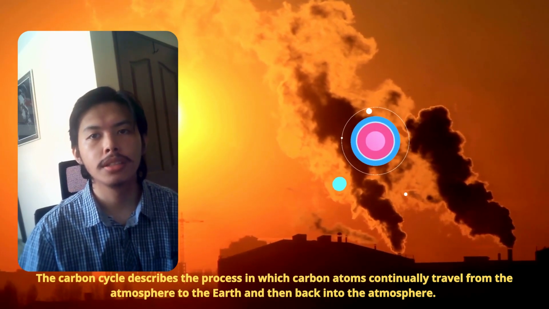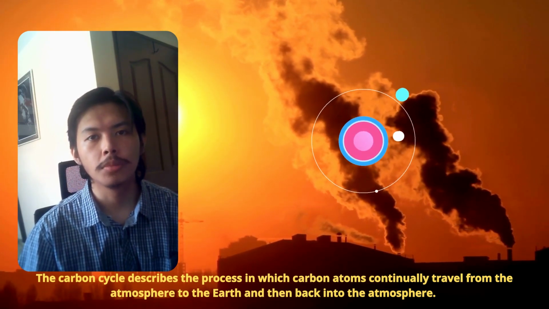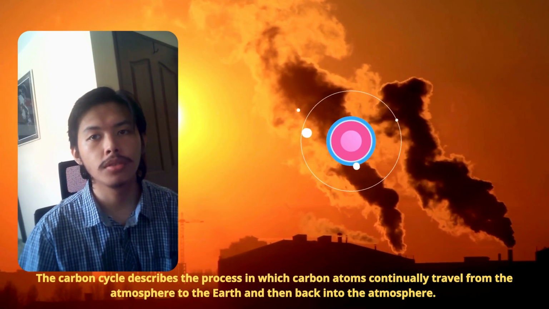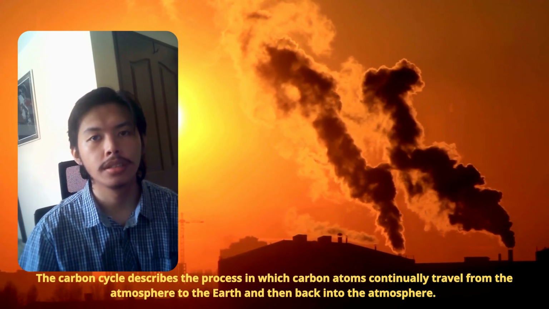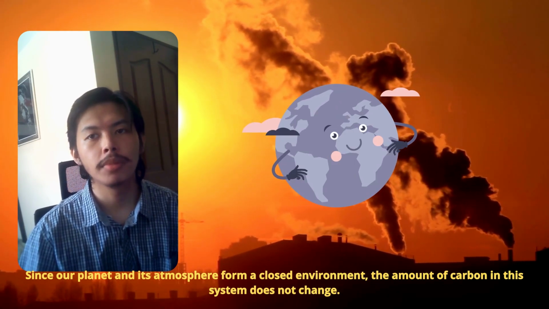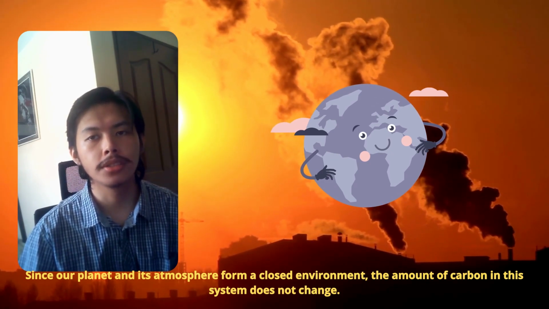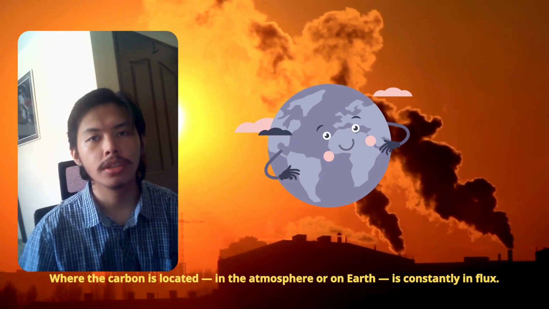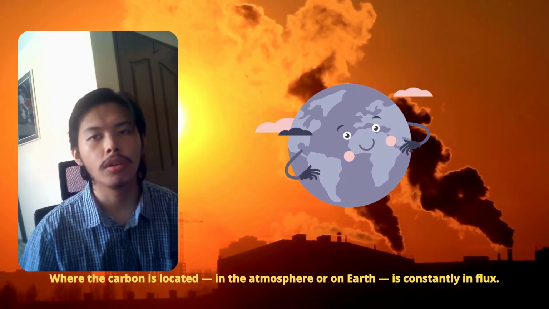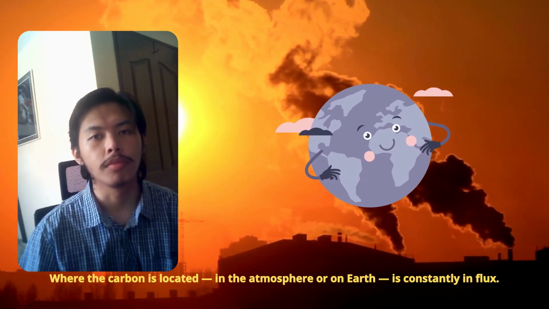The carbon cycle describes the process in which carbon atoms continually travel from the atmosphere to the Earth and back into the atmosphere. Since our planet and its atmosphere form a fused environment, the amount of carbon in this system does not change. Where the carbon is located in the atmosphere or on Earth is constantly in flux.